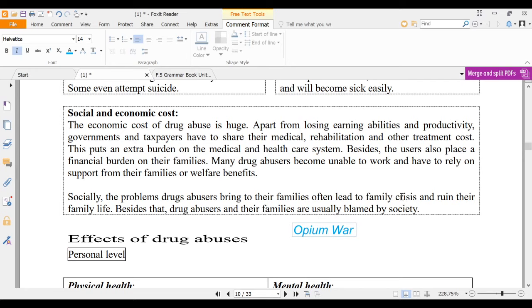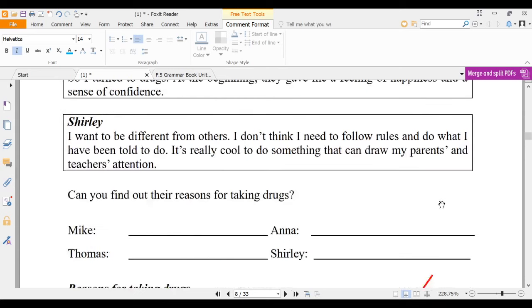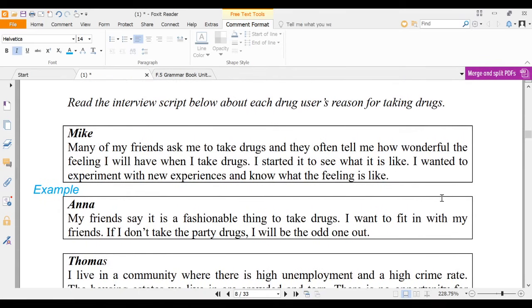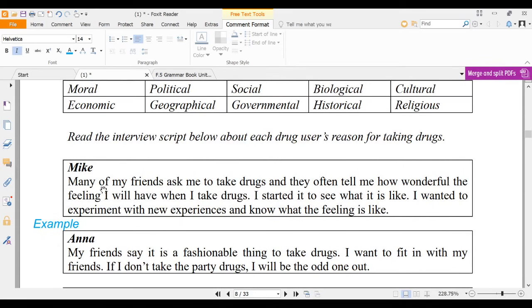Alright. So we don't need to look at this too much. You can read it by yourself. It just talks about some reasons for taking drugs, and also shows you how to write examples. It's nothing difficult.